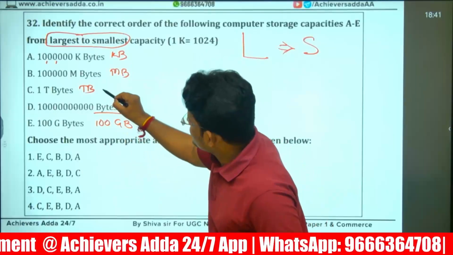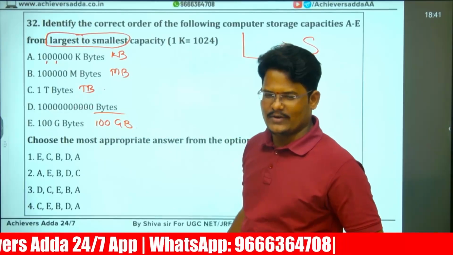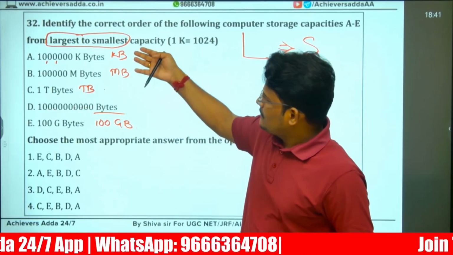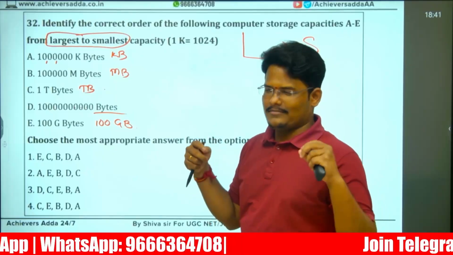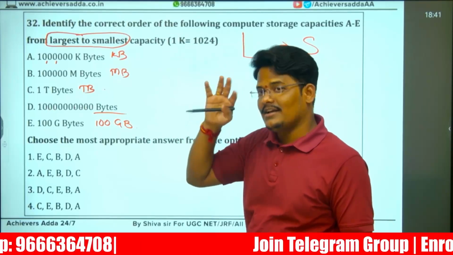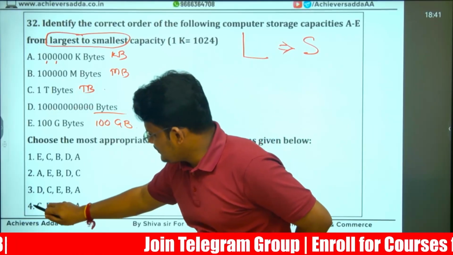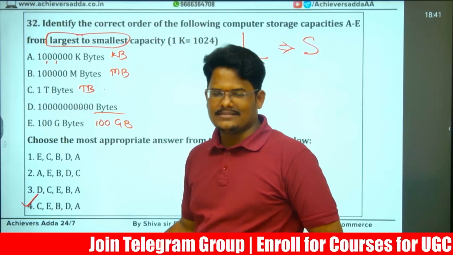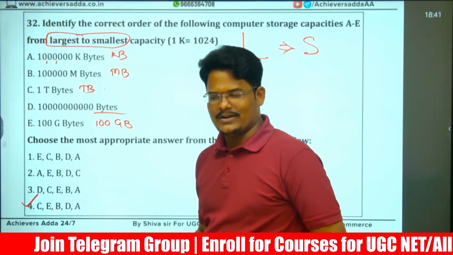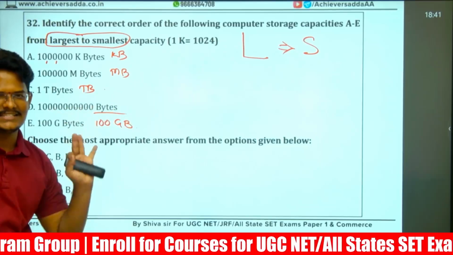TB is the highest one. So generally, ignore all the zeros. If you go in a logical way, it is like KB, MB, the type of memorization that was done. In that way, TB is the highest. With C, only one option is available. The answer is D. C is the first one, which is the largest.